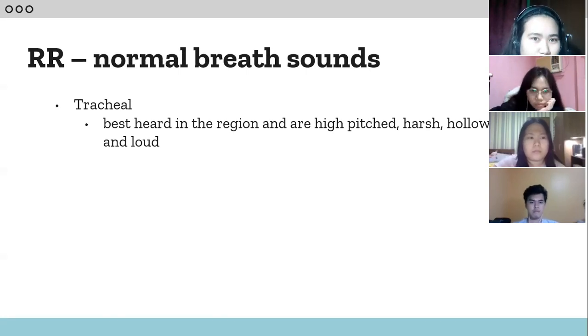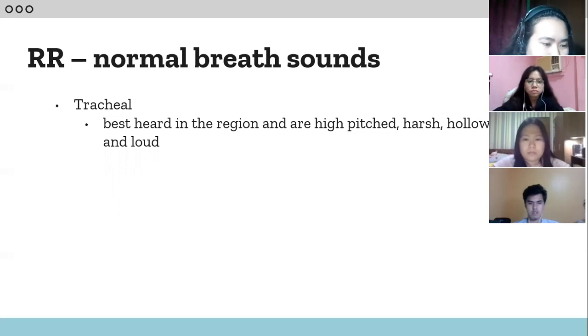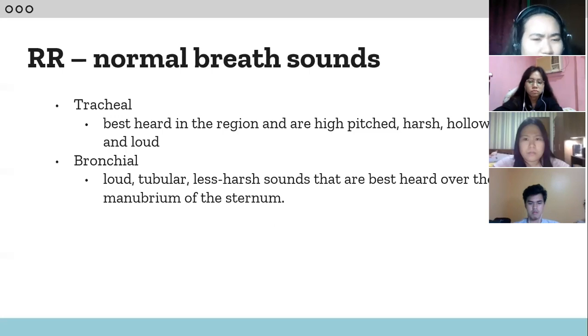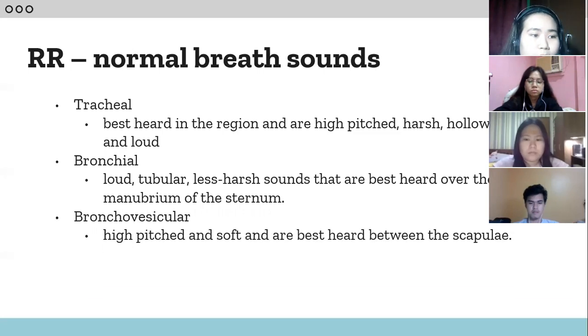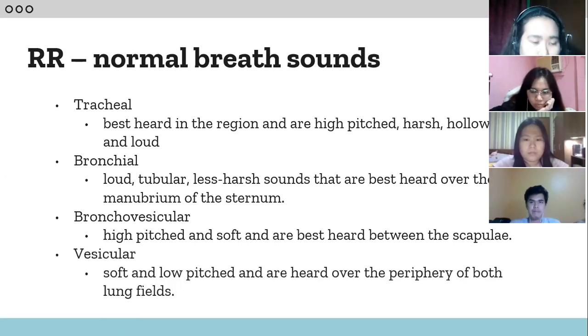First is tracheal. This is best heard in the neck region. I'm so sorry, guys. It is usually high pitch, harsh, hollow, and loud. Then bronchial: it is loud, tubular, less harsh than the tracheal, and best heard on the manubrium of the sternum. Next is bronchovesicular, which is high-pitched, soft, and best heard between the scapulae. Then vesicular, which is soft and low-pitched, best heard over the periphery of both lung fields.